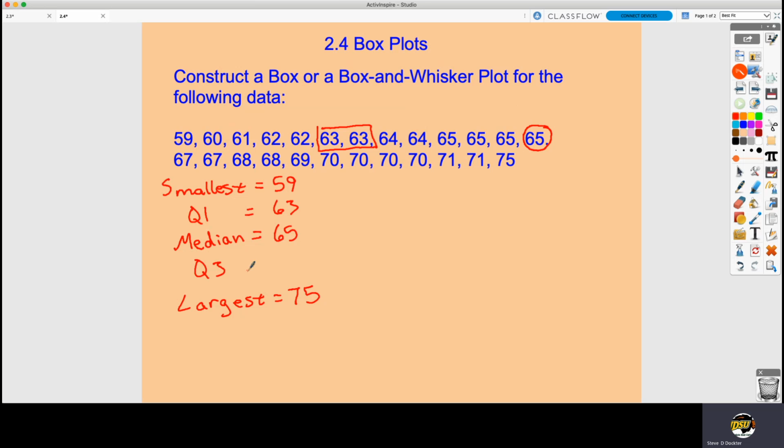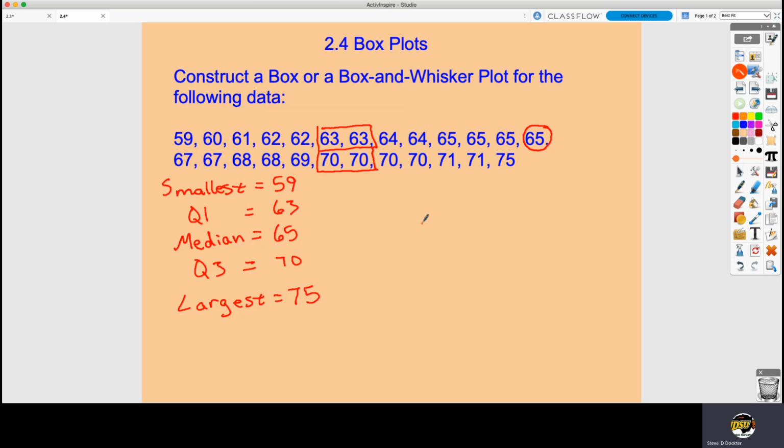For quartile 3, same concept. It's going to be 2 of them because there are 12 above that 65, and they happen to be the same for this one also. It just happened to work out that way. If they're different, you find the average of the two of them. Once you have those 5 numbers, you just put them on a box and whisker plot.